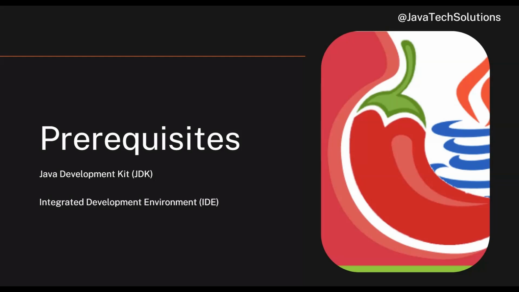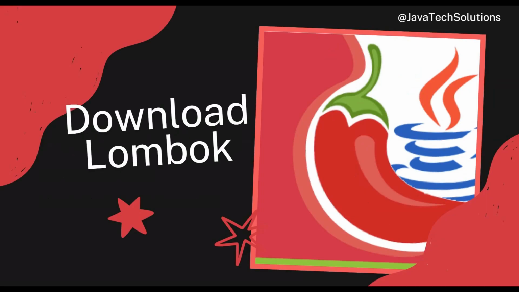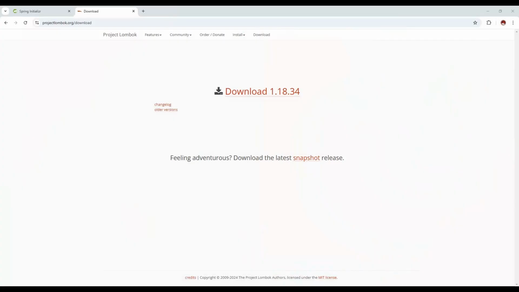Next, you need one IDE, like maybe Eclipse or IntelliJ, whatever you like, installed on your system. Next, we just need to download Lombok from the official website, projectlombok.org, and you need to go to the download section. If you see this one, this is the version. You just need to click on this download link to download the file to your local system.